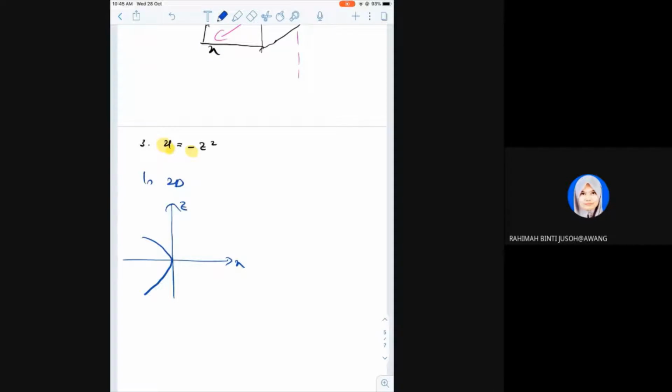Okay? Now, in 3D. X, Y and Z in 3D, negative Z squared. So dia menghadap ke arah X negative. In 3D, X negative sebelah mana guys? In 3D, X negative should be at the back. Backward. Yes, belakang. So at the back. Okay, menghadap ke belakang lah. So as usual, sebelah panjang, sebelah pendek lah of course.